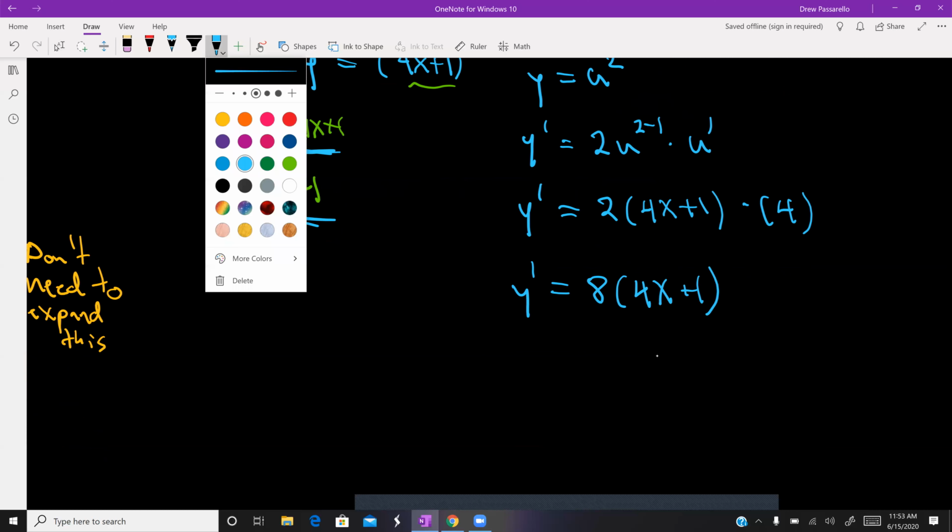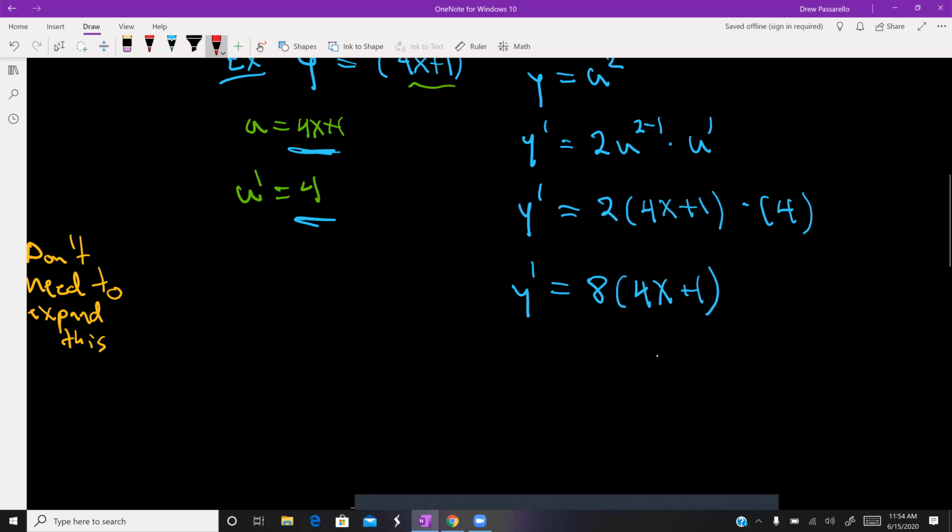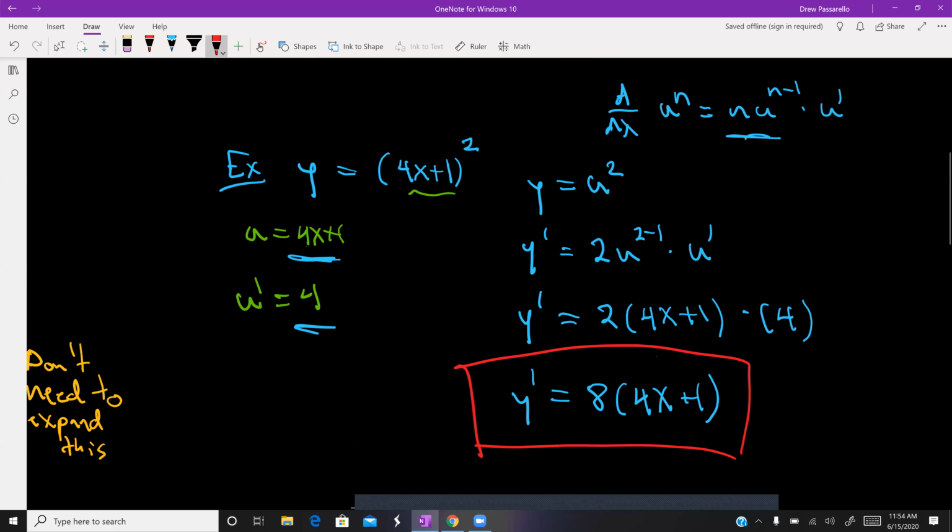And you could expand that if you want. I would just leave it as is. All right, so that's just another example of using that general power rule. My inside function is 4x plus 1. The outside function is the operation of squaring.